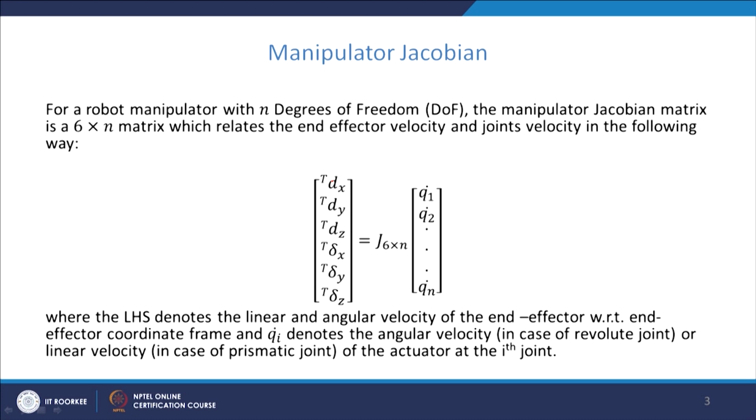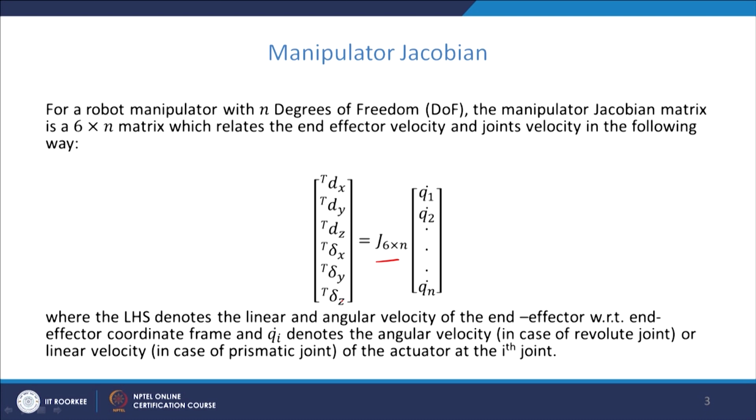or we can also say that the left hand side denotes the linear and angular velocities of the end effector frame with respect to itself, and q1 dot, q2 dot, etcetera denote the velocities of the joint variables. These two are related by the J matrix, that is called the Jacobian matrix. Because the left hand side contains 6 variables, it is a 6 cross n matrix. This will be very useful in many practical problems, because if you give q1 dot, q2 dot this much velocity at the actuators of each joint, then with what velocity will the end effector move?